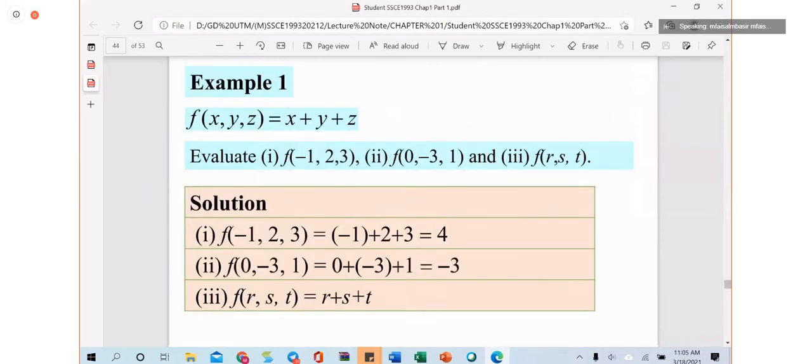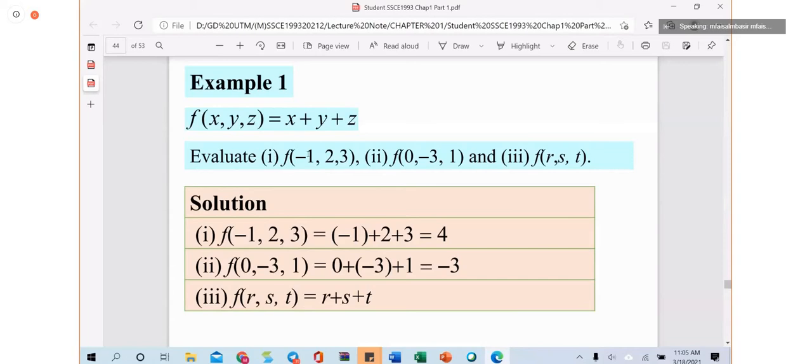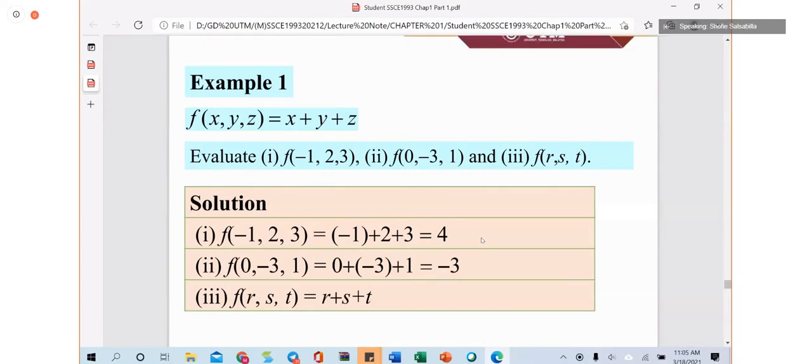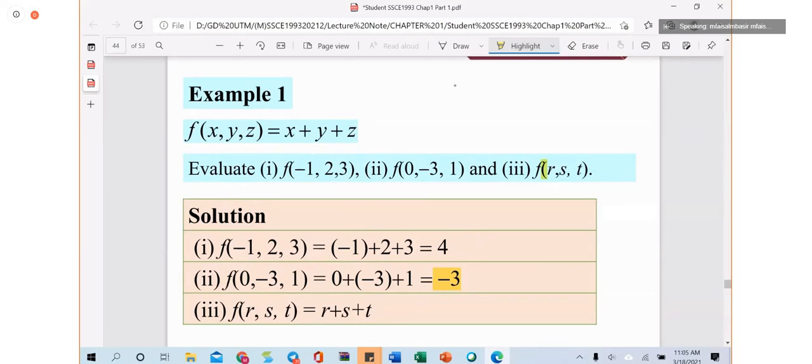I think you already know this. f(x, y, z) = x plus y plus z. So f(-1, 2, 3) means negative 1 plus 2 plus 3. f(0, -3, 1) means 0 minus 3 plus 1, which will be minus 2. Please amend your notes. Negative 1 plus 2 is 1, 1 plus 3 is 4. Correct.